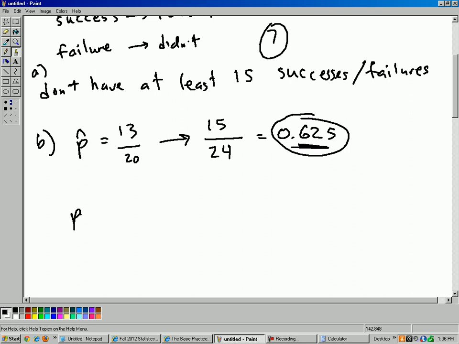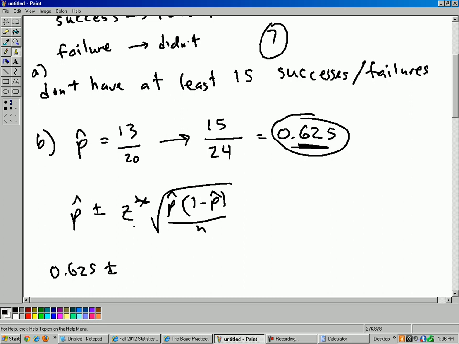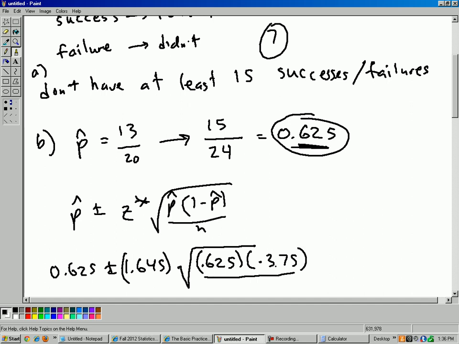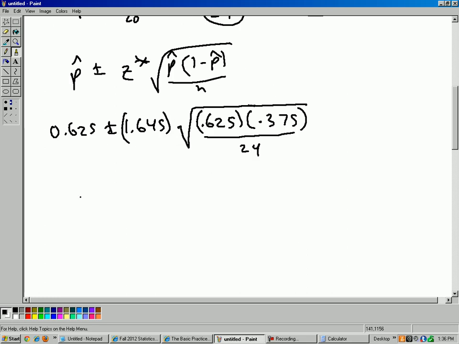The formula here for the confidence interval is p-hat plus or minus z star times the square root of p-hat times 1 minus p-hat over n. So p-hat is 0.625 plus or minus z star, it says 90%, so that's 1.645, times the square root of 0.625 times 1 minus 0.625, which is 0.375, divided by n. And by the way, use the new n also, 24. Now do that calculation.